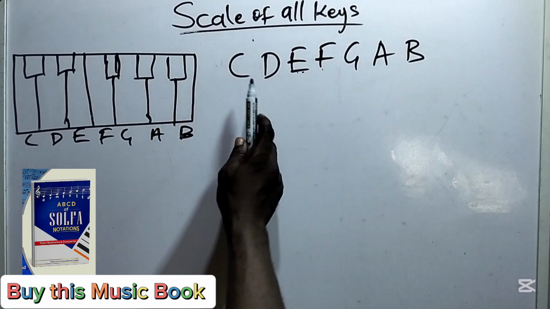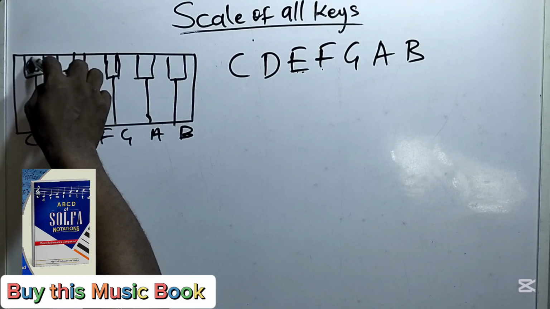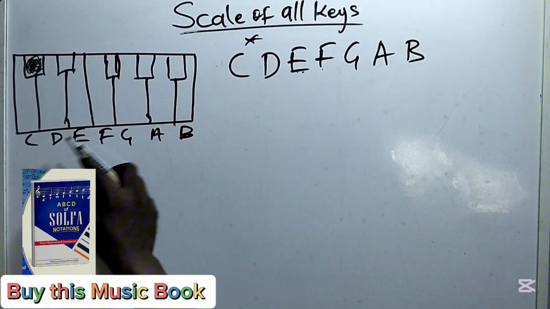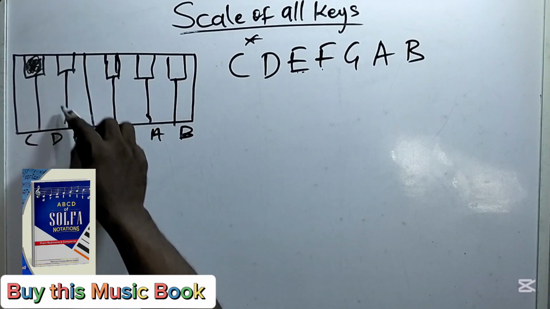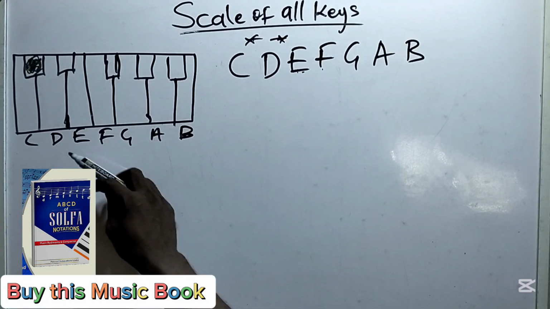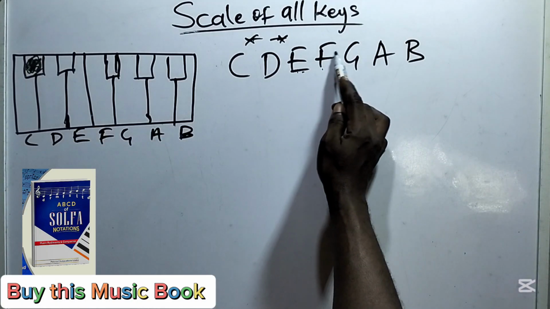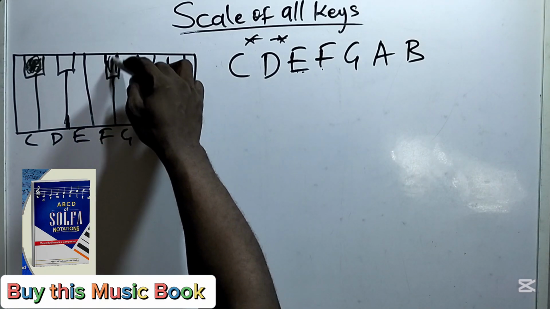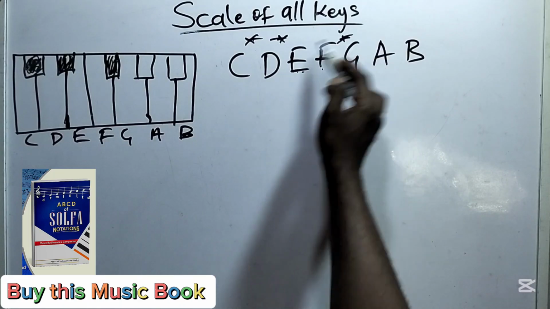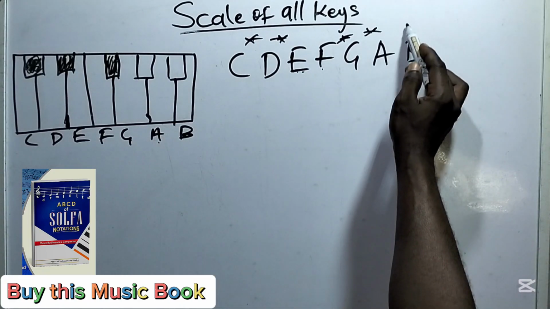So between C and D, there is a key here. There is a key here. Between D and E, there is a key in between them. And between E and F, there is no key, E, F. Between F and G, there is a key here. That is the black notes in piano. Between G and A, there is a key. Between A and B, there is a key.